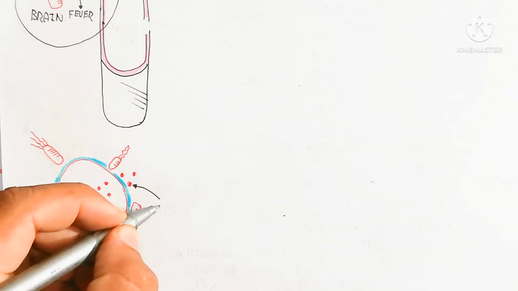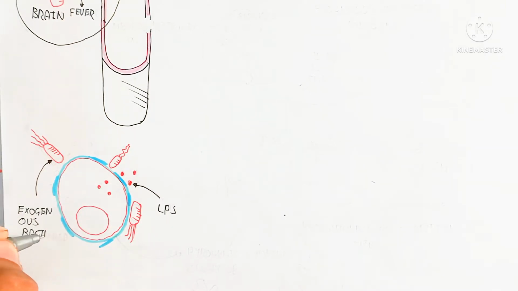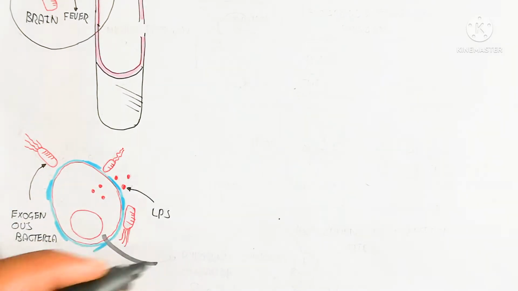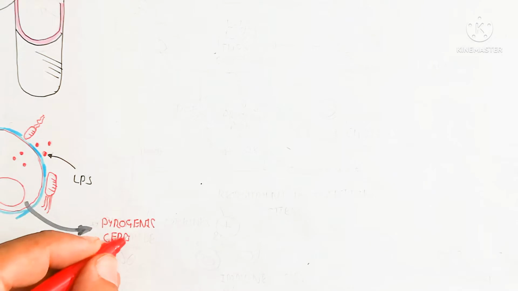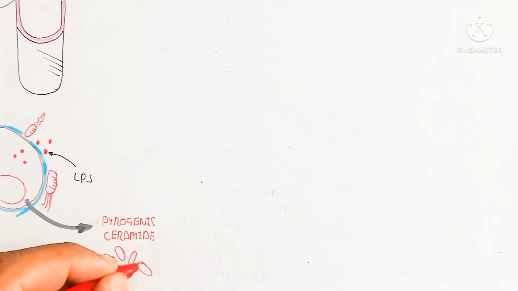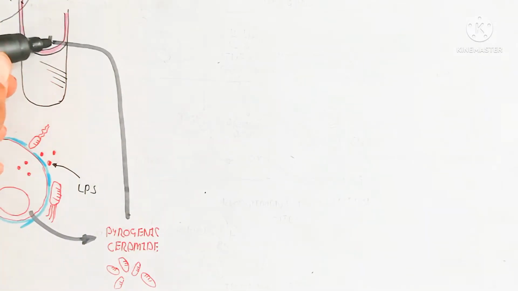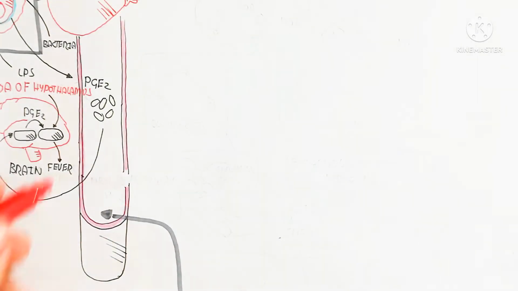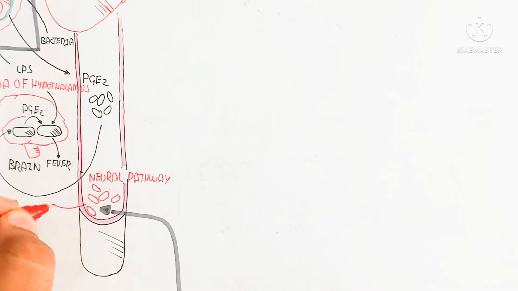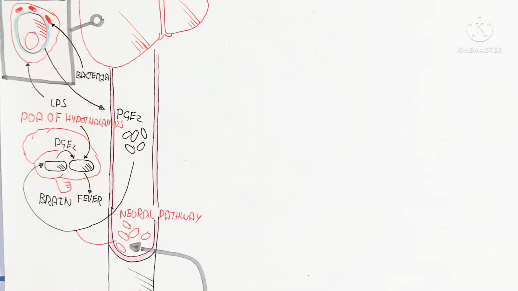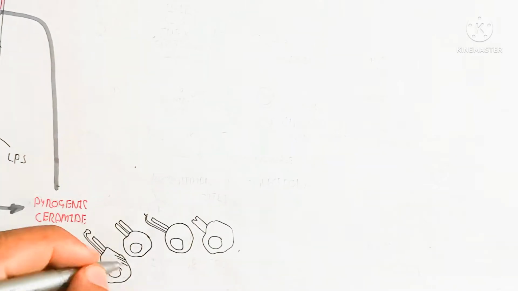Here I am drawing the general structure of the cell. The exogenous bacteria cause lipopolysaccharide, which will stimulate pyrogenic ceramide. This pyrogenic ceramide will again go into the blood circulatory system and target the thalamus and hypothalamus, to the pre-optic area of the hypothalamus.